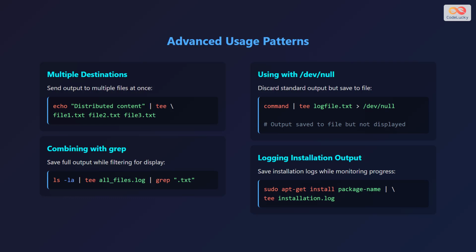To discard standard output but save to file, use command pipe tee filename logfile.txt, then greater than sign /dev/null. Output is saved to a file but not displayed. To log installation output and save installation logs while monitoring progress, use sudo apt-get install package-name, pipe tee filename installation.log.